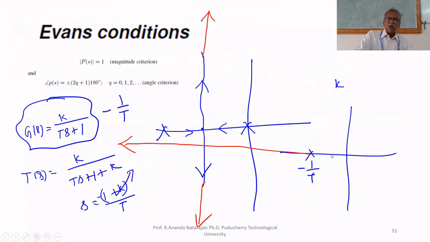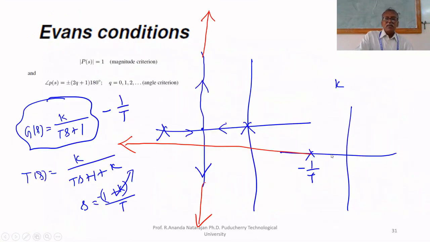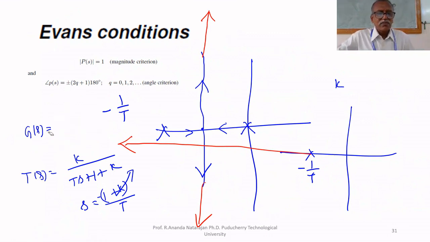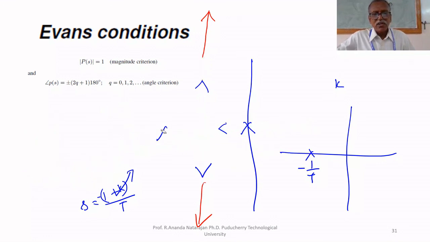So how do we draw the root locus if it is more than second order? For that, there is one condition called the Evans condition. We have to know that condition. If you use that condition, we can draw the root locus. Let us see what the Evans condition is.